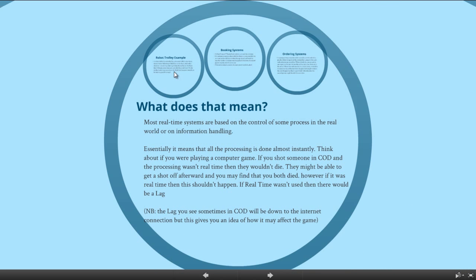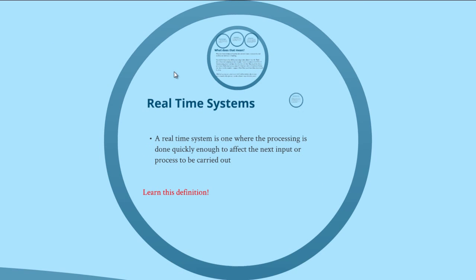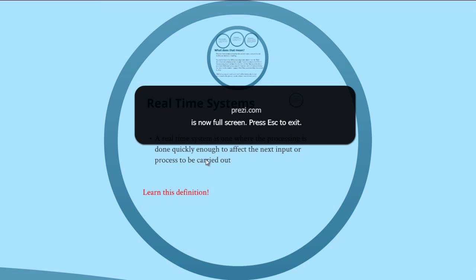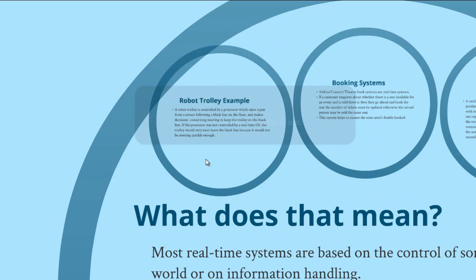If we go back to the definition, the processing is done quickly enough to affect the next input or process to be carried out. So we're following the line. The process is done quickly enough so it affects the next input, so we keep following the line, as opposed to potentially if we were using a batch process and we were going to process it at night time, the robot goes off the line and keeps going until it gets time to process it again. So this is why we use a real-time system.